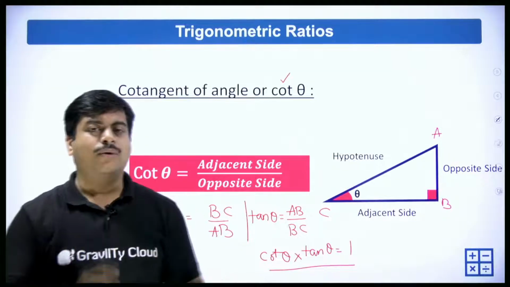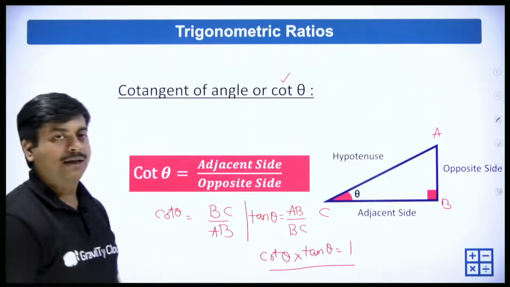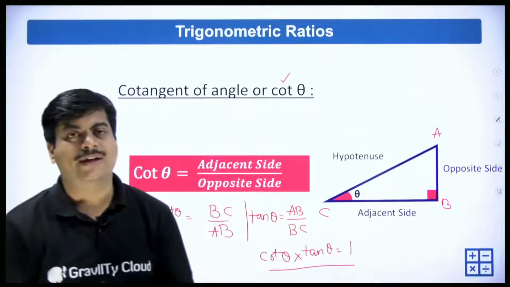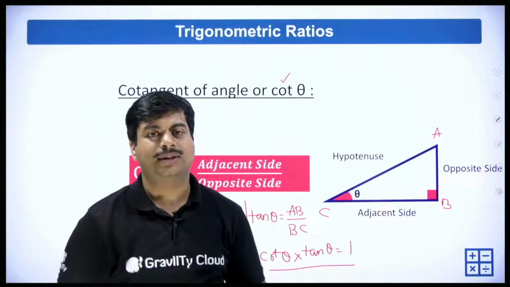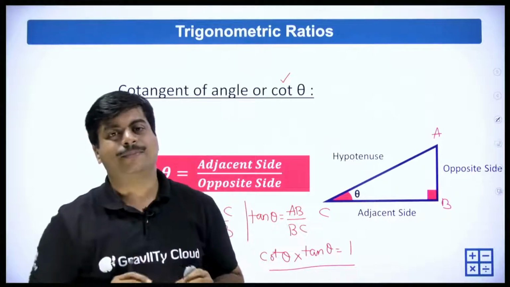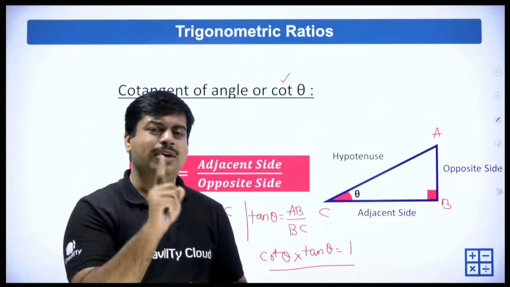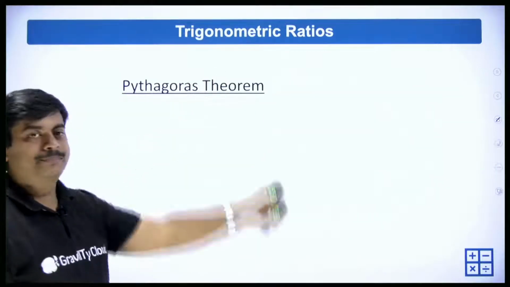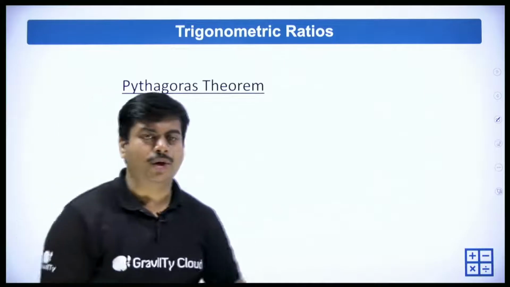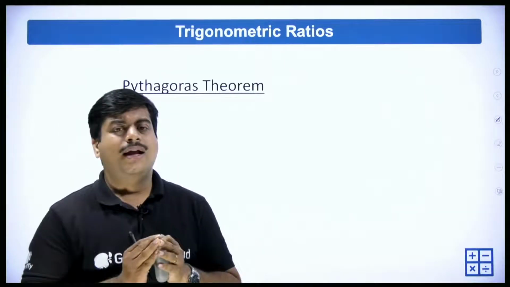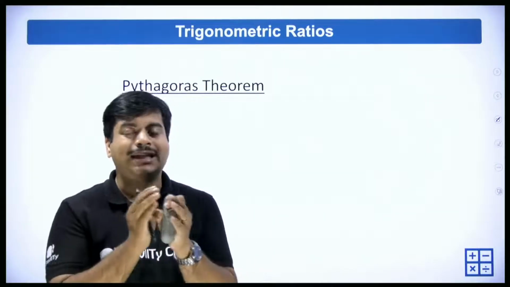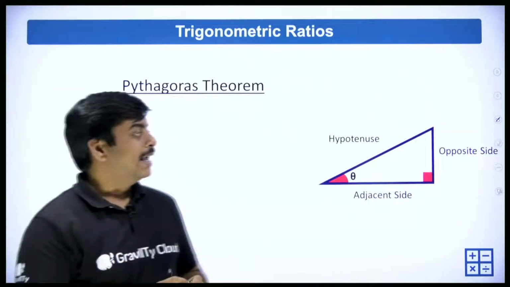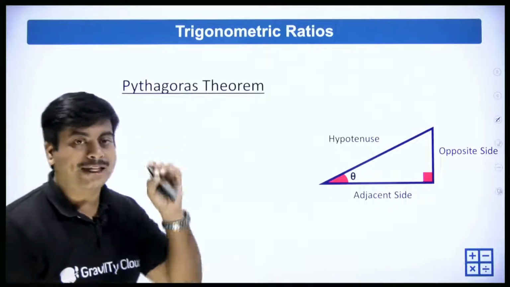Correct? So now let us try to understand more about these functions and how, if one ratio is given, to find all the other ratios. Everything is interlinked. But before that, let us try to understand one small concept, that is Pythagoras theorem. You might have already learned it in your lower classes, but once again, let us have a small recap of what Pythagoras theorem is in a right angle triangle.